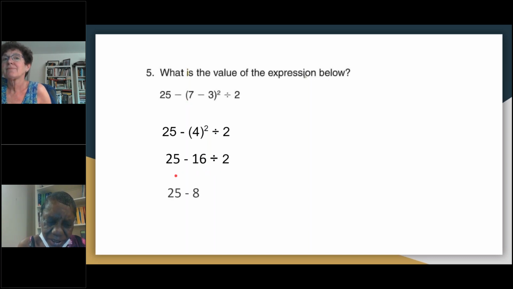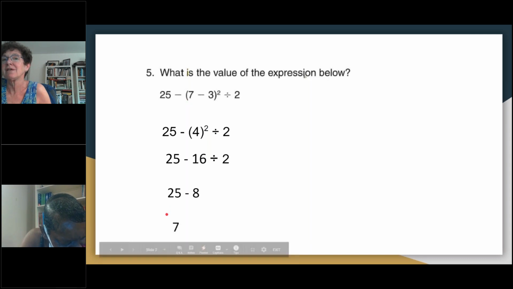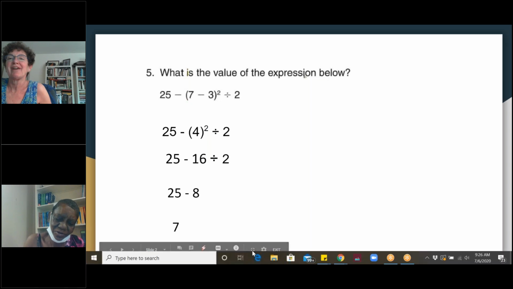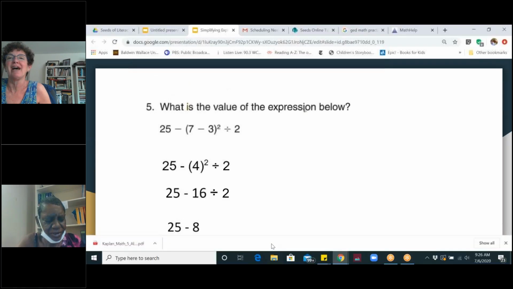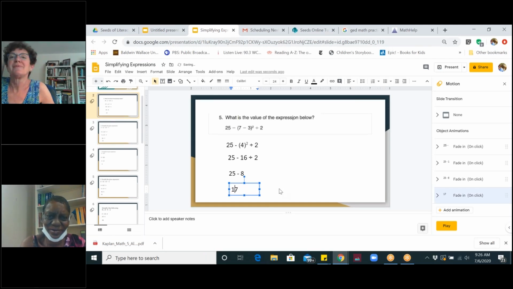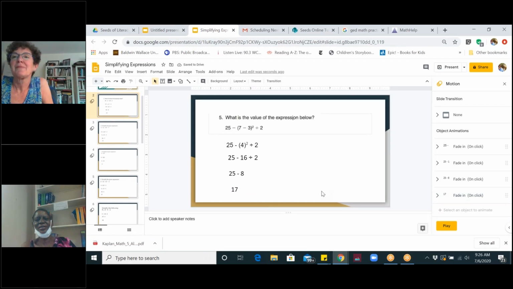So then we're going to do that very small subtraction problem. 25 minus 8 is 17. Let me fix that. What happened to my 1 there? It's 17, isn't it? Yeah, it is. It's 17. It is not 7. Let me fix that. Beautiful. 17.